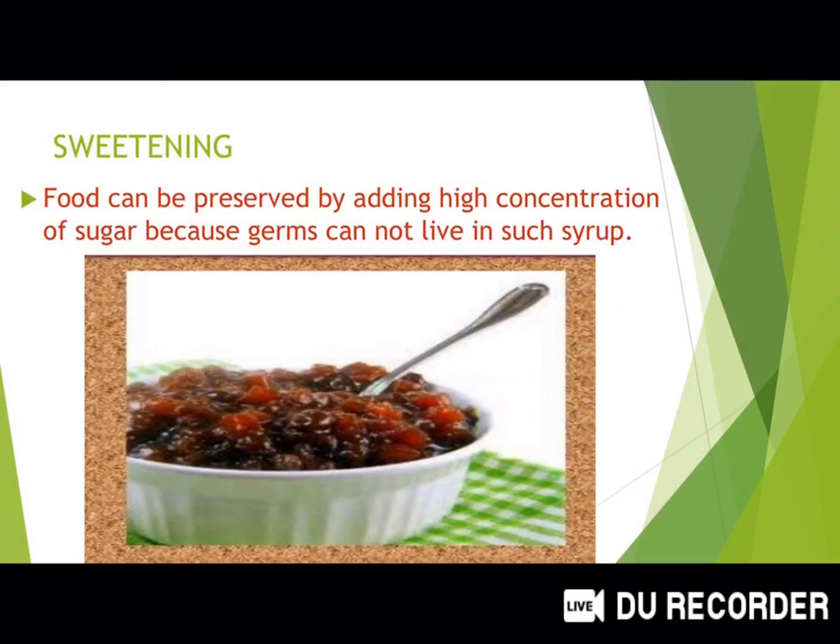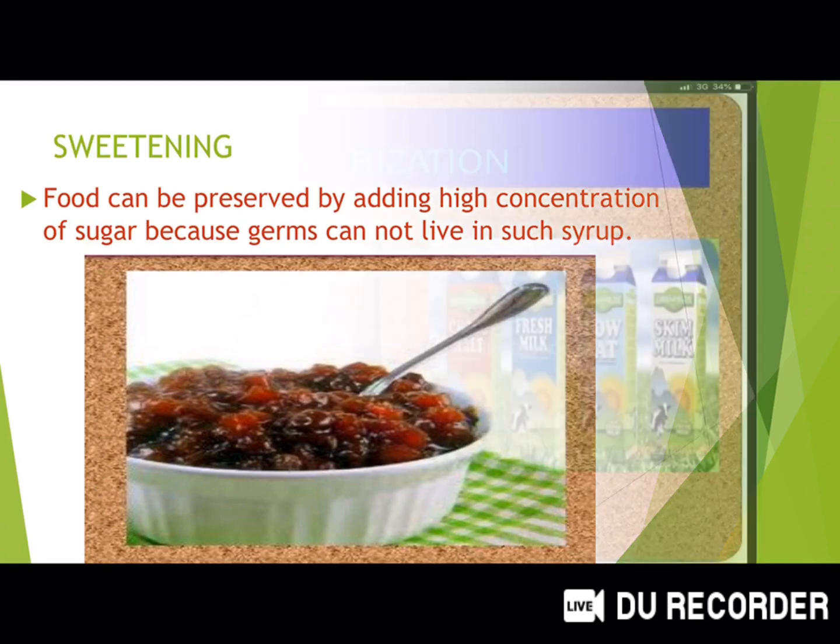So the next method is sweating. Sweating is another method. By this, food can be preserved by adding a high concentration of sugar, because germs cannot live in such syrup. So this is another method by which we can preserve food.